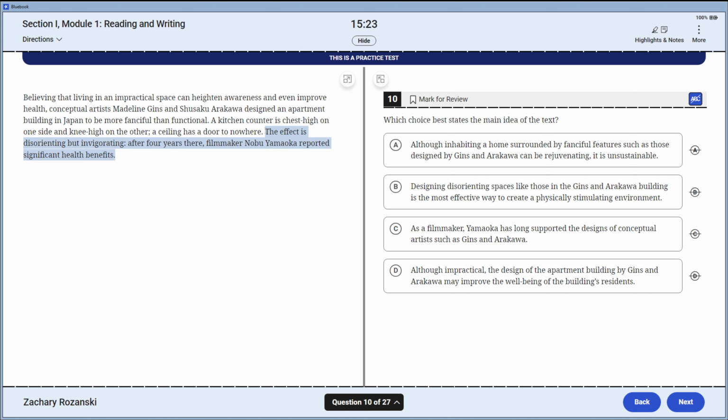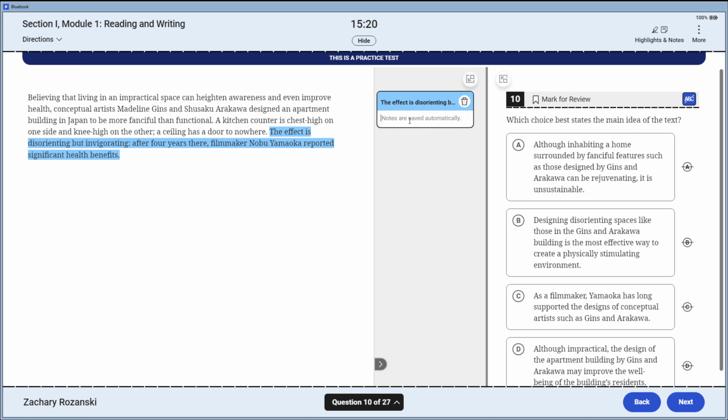Main idea of the text, let's go to the last sentence, do a little summary and start working backwards. The effect, I don't know what the effect is, but doing this is weird, but dope. Colon, this dude says he became healthier. Healthier. Awesome. Let's go back a sentence so we can start understanding what it is. A kitchen counter is chest high on one side and knee high. Okay, zany, weirdo, unusual construction. I guess construction is going to be my sentence for that one.